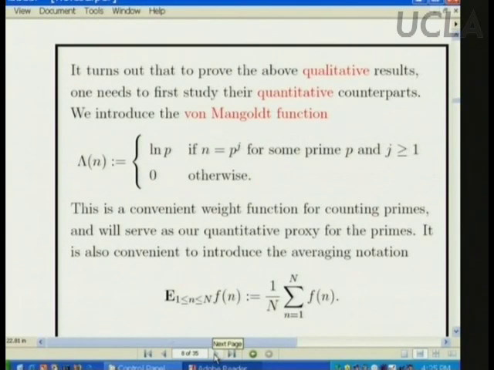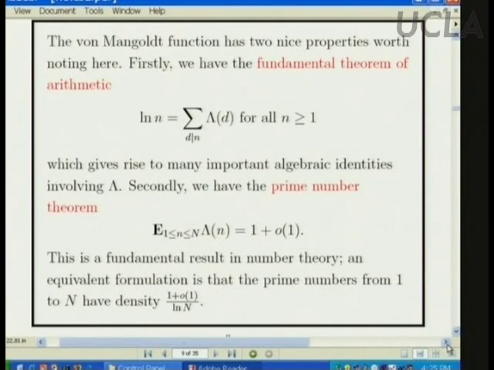This is a notation that you'll see a lot. Okay, so this is some notation. So why do we play with this function? It has two nice properties. Actually, it has many nice properties, but okay, so why do we play with the von Mangoldt function?